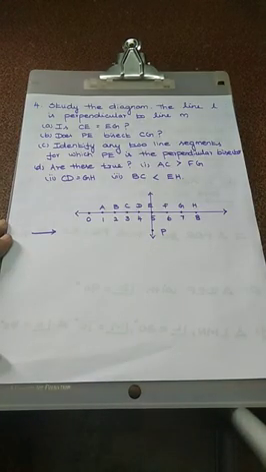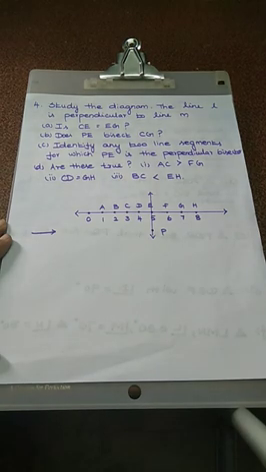Next problem, study the diagram. The line L is perpendicular to line M. Is CE equal to EG? Does PE bisect CG? Identify any two line segments for which P is the perpendicular bisector. And are these true? AC is greater than FG, CD is equal to GH, BC is less than EH. This is our question. Here we are having one diagram, that is two lines intersecting at E.